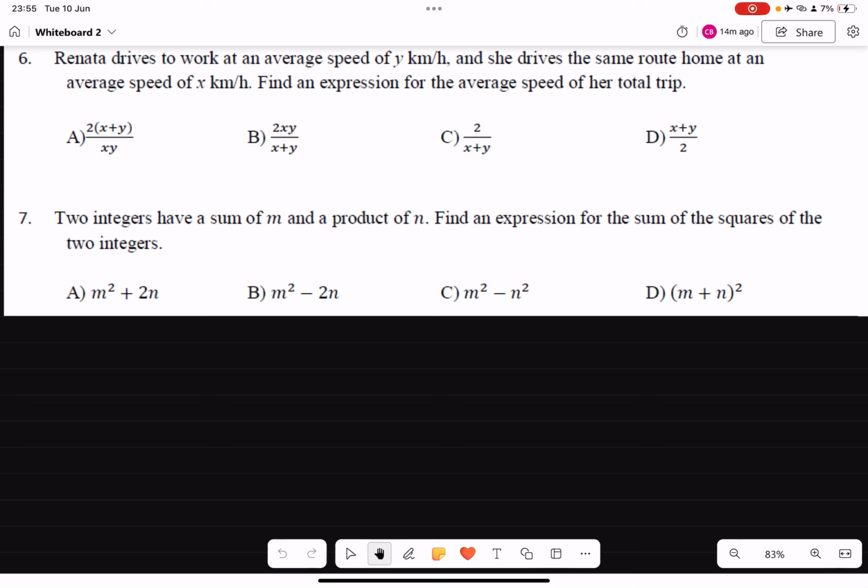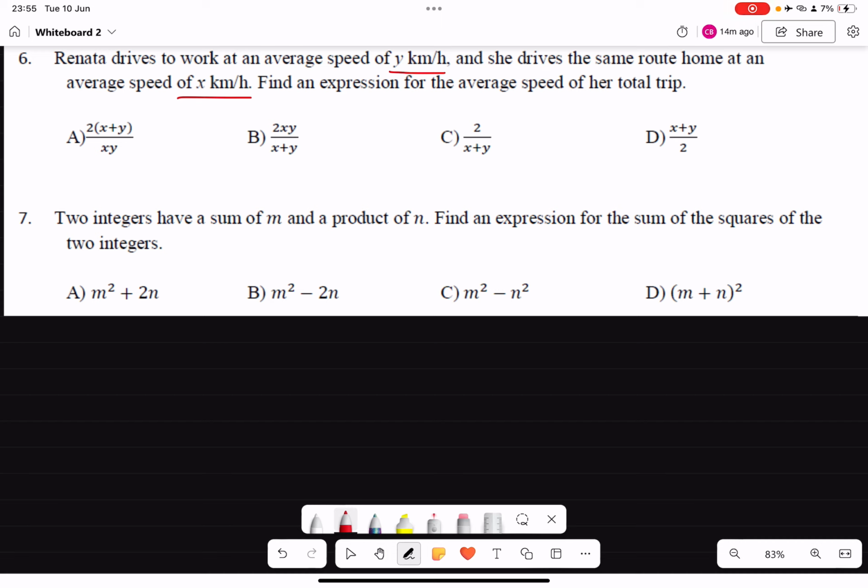Number 6, Renata drives to work at an average speed of y kilometers per hour. So this is the speed at which she goes to work, and she drives the same route home at an average speed of x kilometers per hour. And we can see that our units of measurement are the same. They are all kilometers per hour. We have to always keep that in mind.